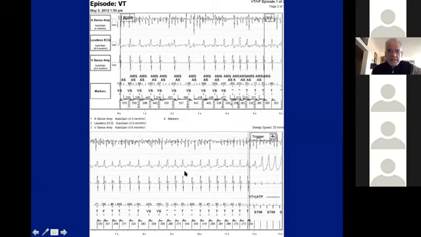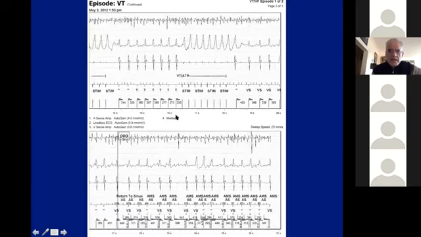Rhythm accelerates, becomes faster. Device is thinking that this is ventricular tachycardia. So you see here tachysense, and then it delivers ATP. It doesn't do anything, delivers another ATP, and slowly it slows down, and then the device thinks that it's done.